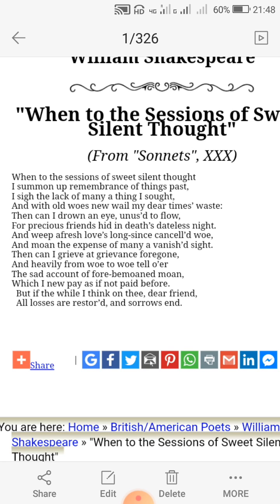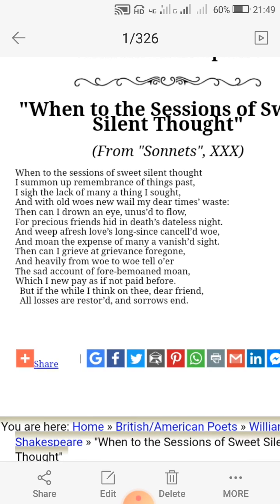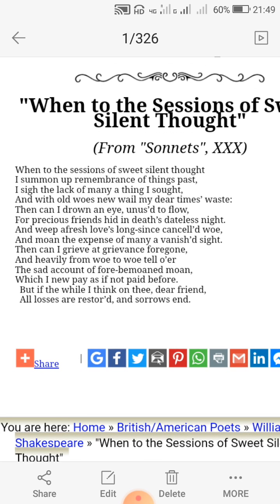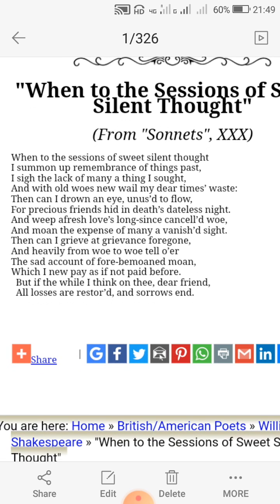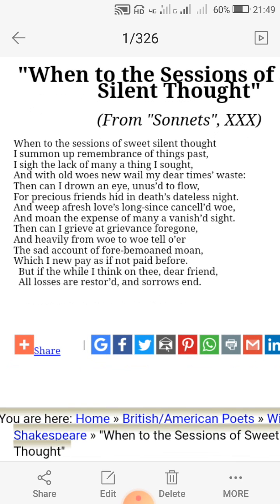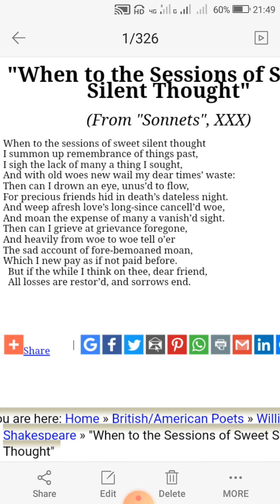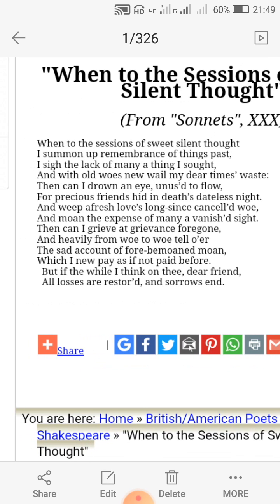First of all, we should know what a sonnet is. The sonnet is a 14-line poem which is a lyric written in iambic pentameter. The English sonnet is known after the name of William Shakespeare. That's why we can call it Shakespearean sonnet. It differs from the sonnet of Petrarch.